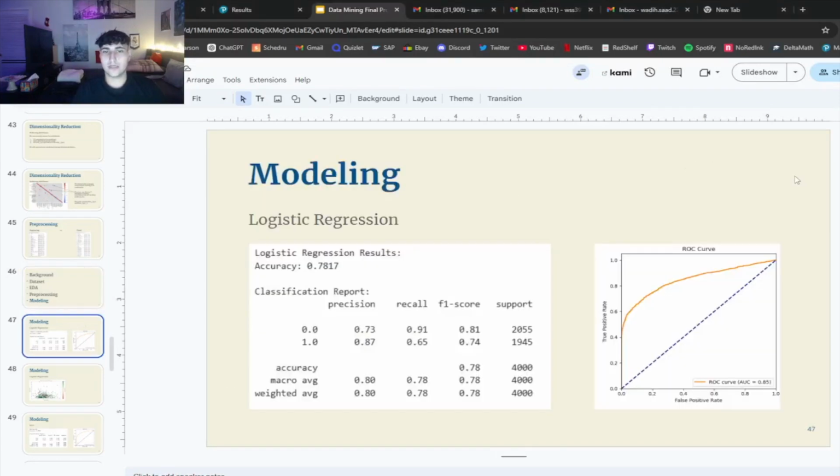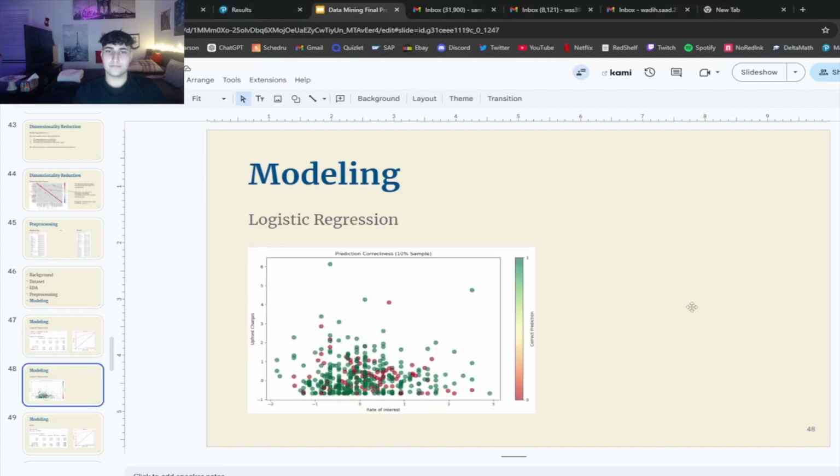First of all, we will look at the logistic regression model, which has an accuracy rate of 0.78, as well as the ROC curve graph, which has the true positive rate to the false positive rate, including the precision, recall, F1 score, and support numbers. Here, this is the graph of the logistic regression, and it has the upfront charges to the rate of interest.